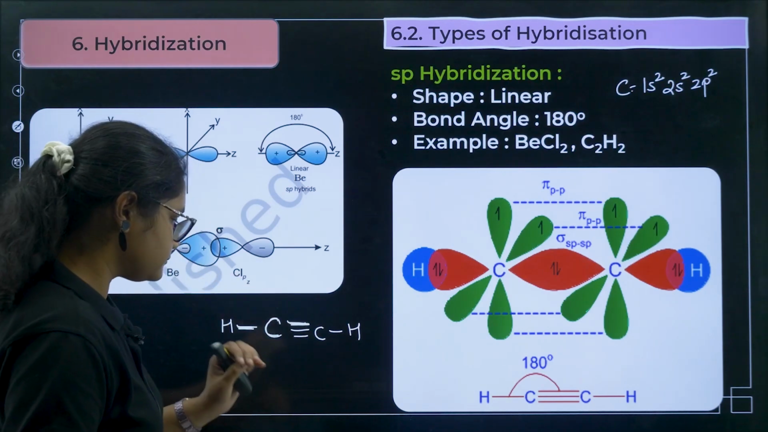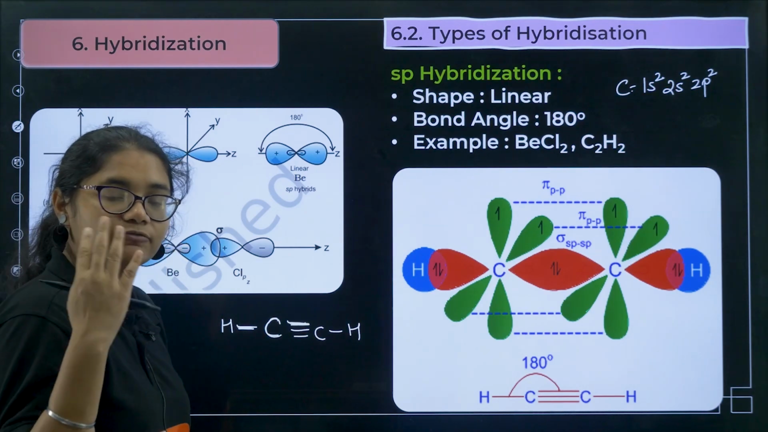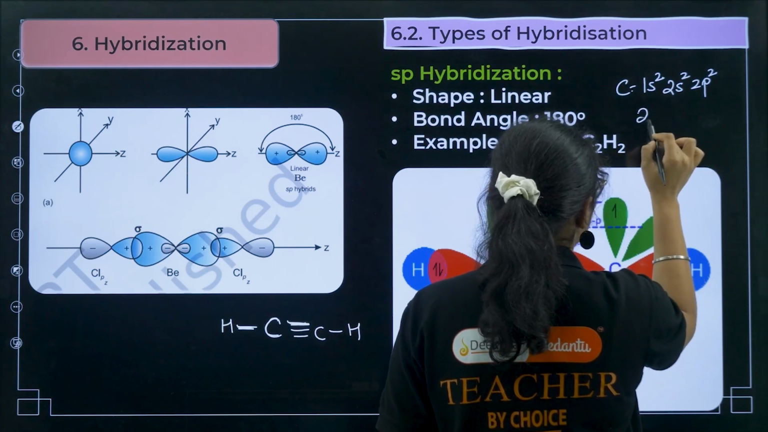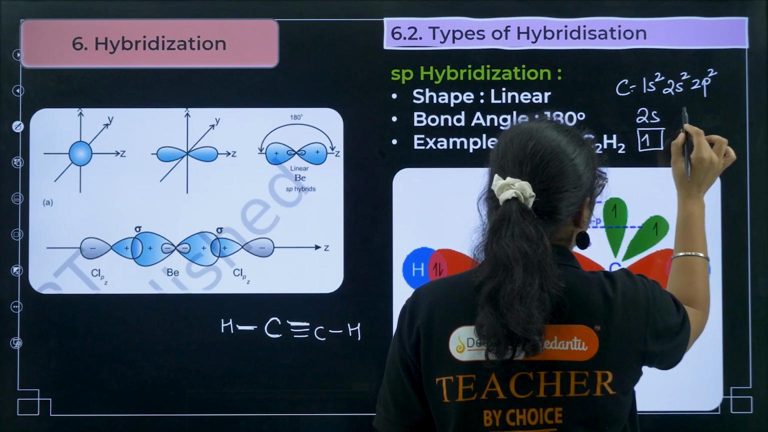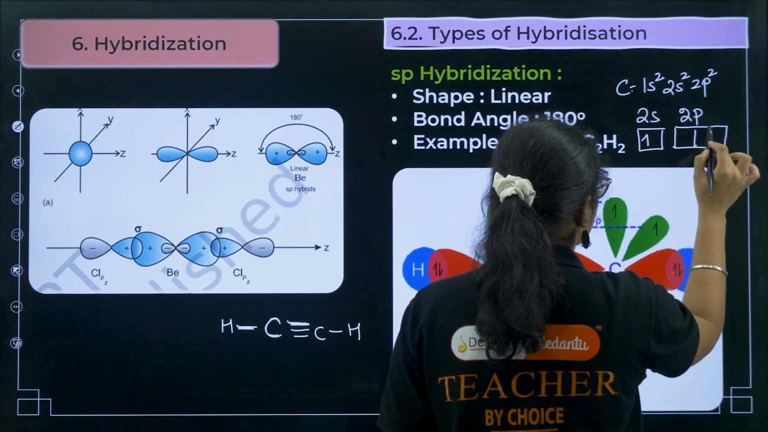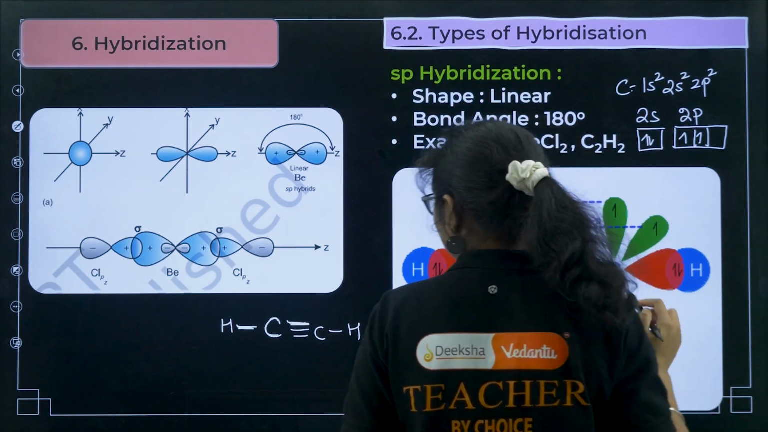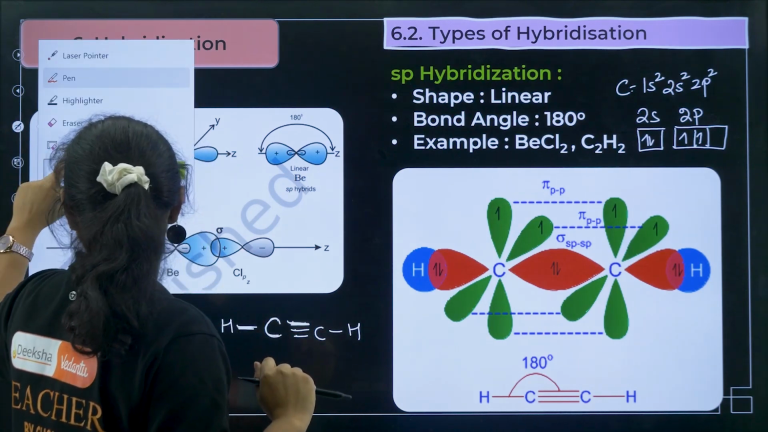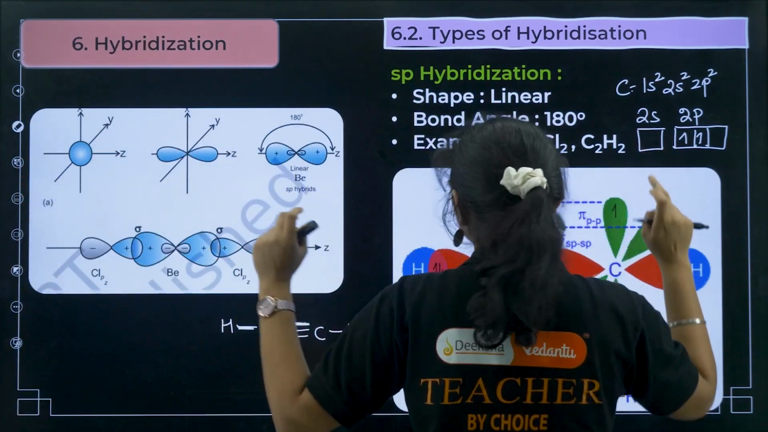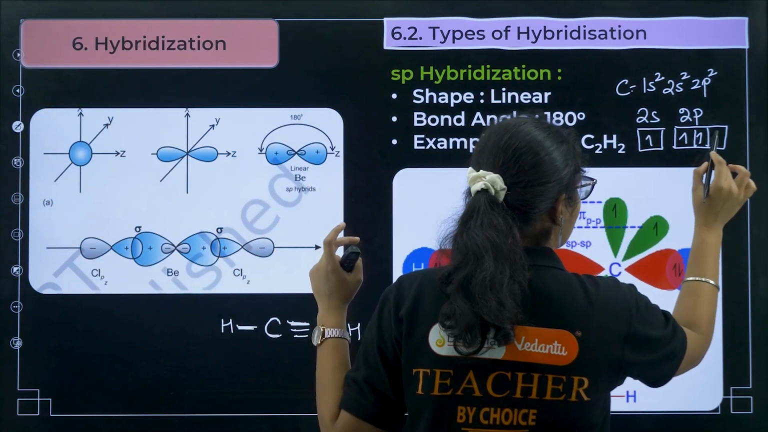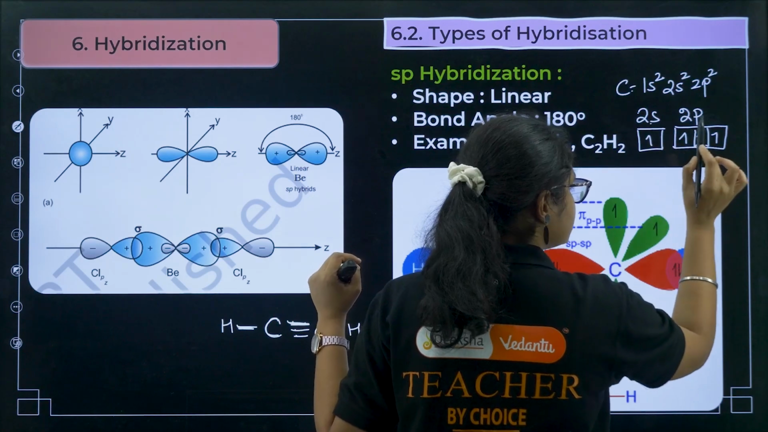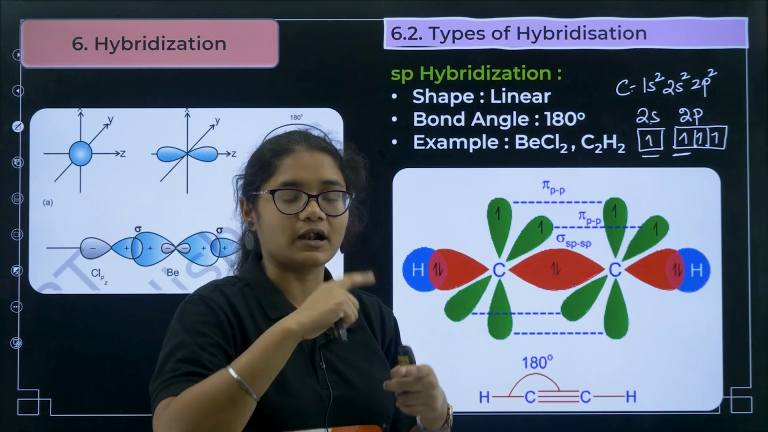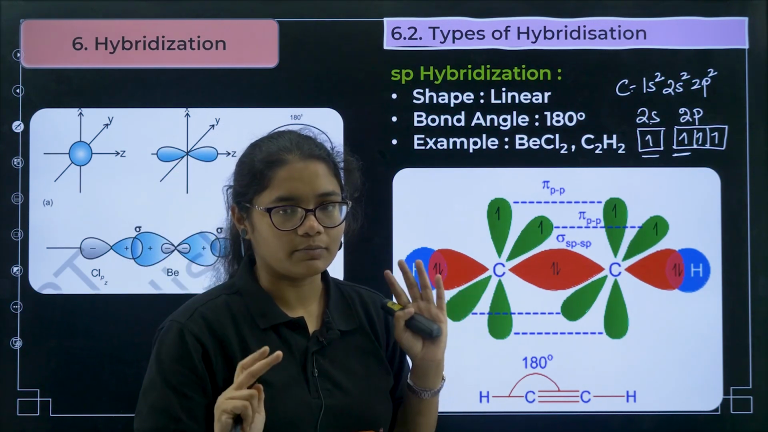But in total it is forming 4 bonds, so we need 4 unpaired electrons in carbon, right? If I draw the valence electrons, 2s is like this and we have 2p like this. Each carbon has to form a total of 1, 2, 3 and 4 bonds, so we need 4 unpaired electrons. That is why one 2s electron goes to 2p. Now these are 4 unpaired electrons in 2s and 2p. One s orbital and one p orbital will undergo hybridization to give you 2 sp hybrid orbitals.